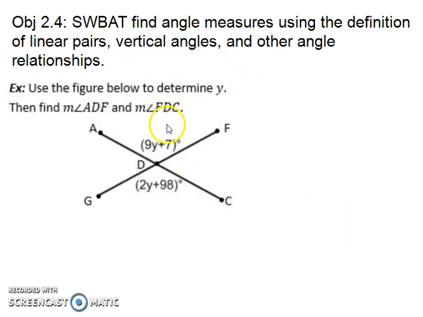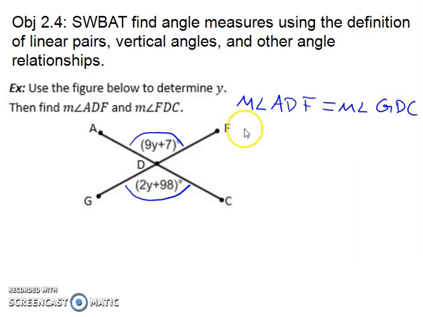The second example starts with some algebra. So when you take a look at this, what you should notice is that angle ADF, which is this angle, and angle GDC, which is this angle, are non-adjacent angles that are created when two line segments cross, which means they're vertical, which means they're congruent. What that means is that their angle measurements are equal to each other. So measurement of angle ADF must equal measurement of angle GDC.